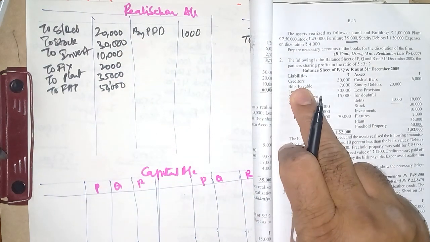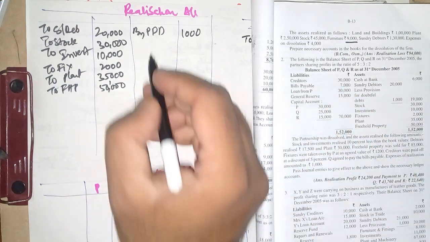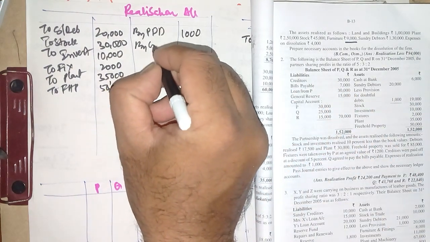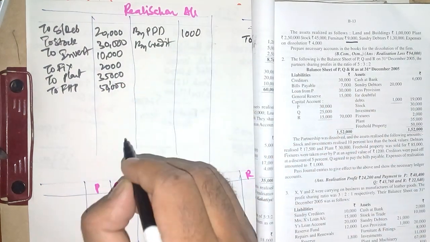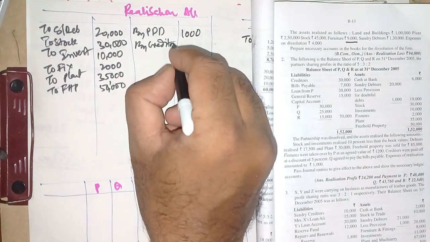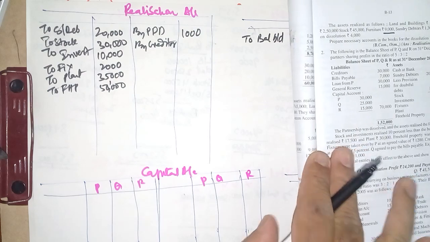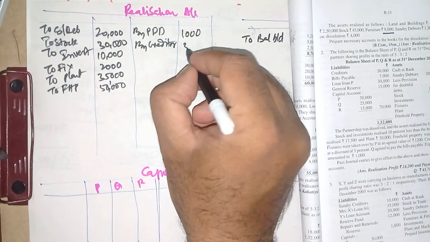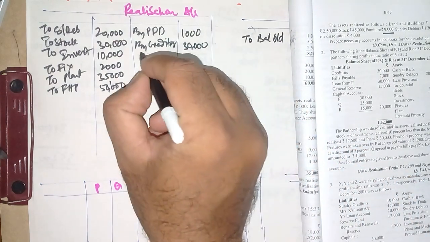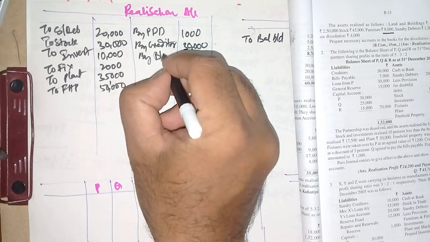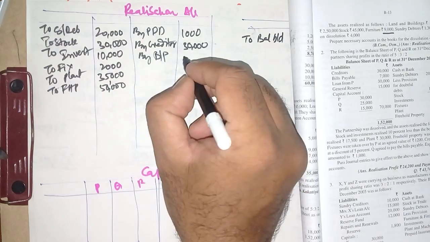Now come to the liability side. Creditors. Creditors being a liability, by creditors credited to realization account. Amount is, creditors amount comes to 30,000. Then by bills payable 7,000.